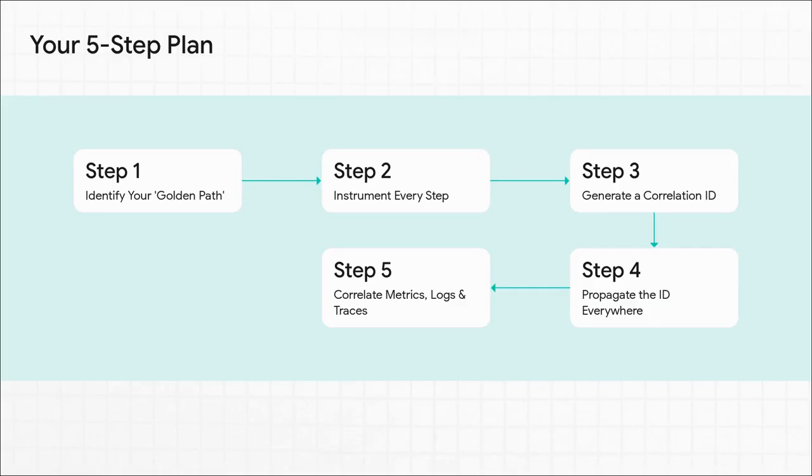What's the most critical journey for your users? Step 2, instrument every single step of that path. Make sure you're collecting that telemetry. Step 3, and this is the big one, generate a correlation ID right at the very beginning. Step 4 is to make sure that ID gets propagated everywhere. And finally, step 5, use that ID to tie all your metrics, logs, and traces together.